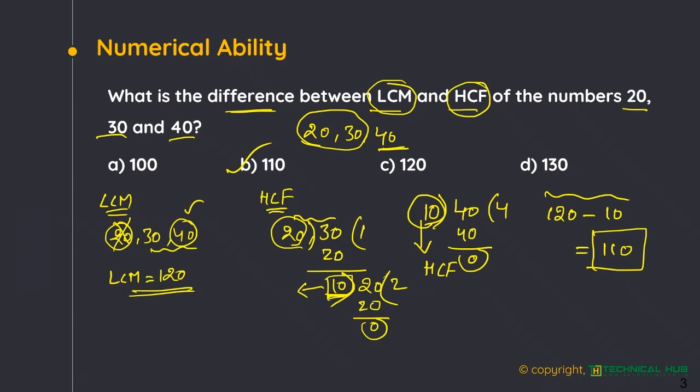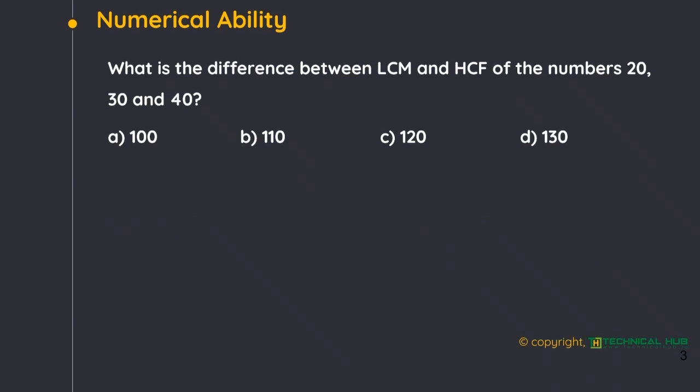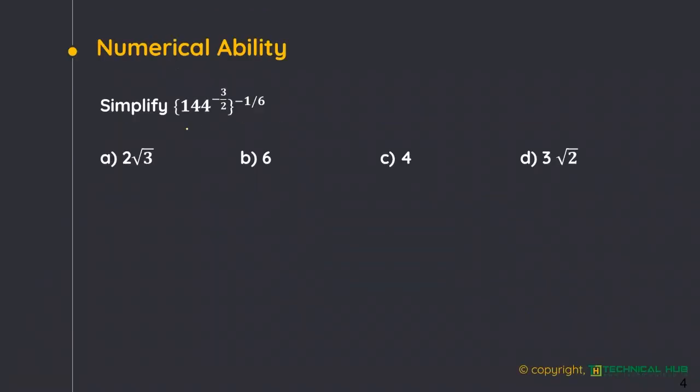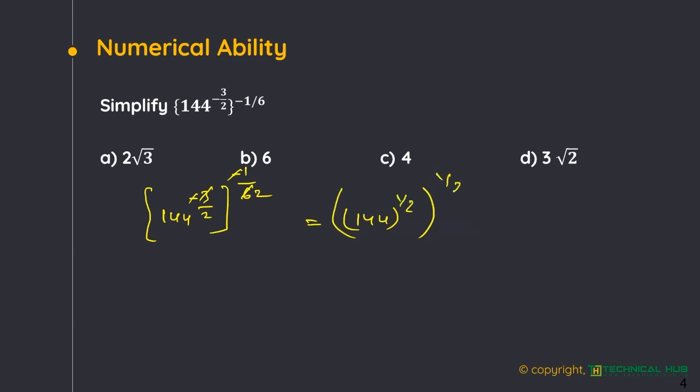Next, simplify 144 whole to the power of minus 3 by 2 and whole to the power of minus 1 by 6. Guys, here the minus cancels, and here it is 3 ones, 3 twos, right? Now 144 whole to the power of 1 by 2 and whole to the power of 1 by 2, right? Here 144 to the power of 1 by 2 is nothing but the square root of 144.